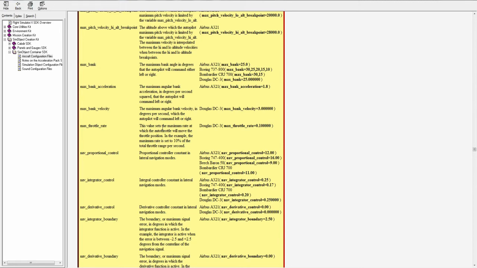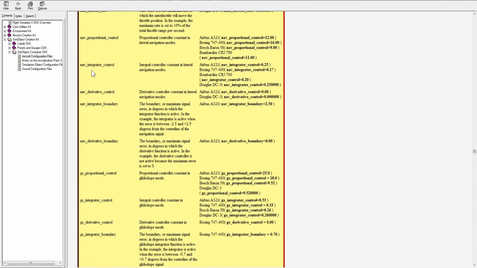Max throttle rate is the value that sets the maximum rate at which the auto throttle will move the throttle position. For example, if the maximum rate is set to 10% of the total throttle range per second, that's 1.0. Nav proportional control is the proportional controller constant in lateral navigation modes. Nav integrator control is the integral controller constant in lateral navigation modes.